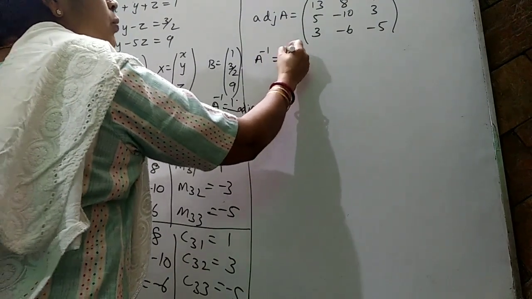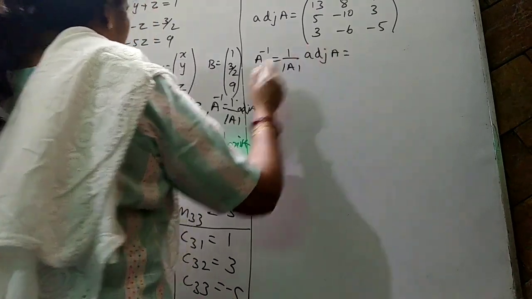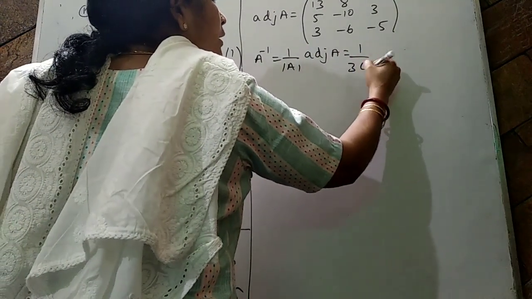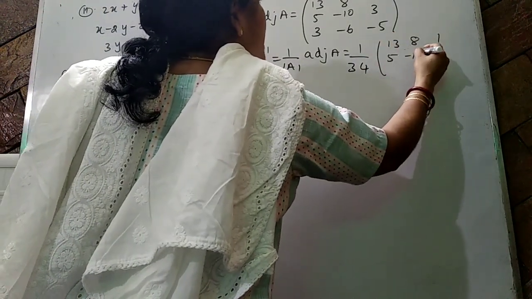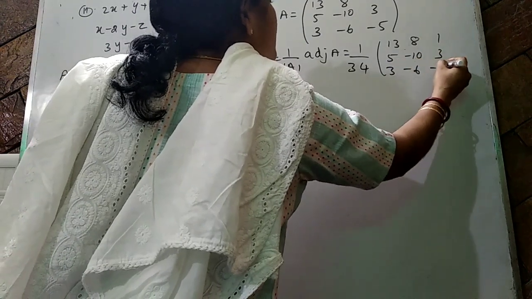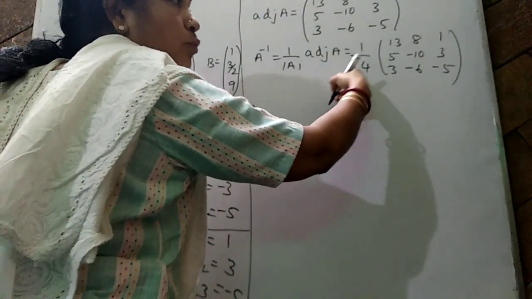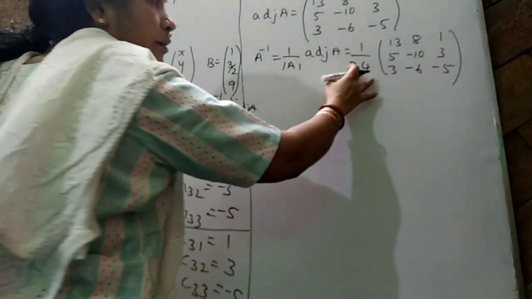Now A inverse equals 1 by determinant of A into adjoint of A. Determinant A we have as 34. Now 1 upon 34 into adjoint of A: 13, 8, 1, 5, minus 10, 3, 3, minus 6, minus 5. Now, finally, no need to open this bracket of 34. Please do not open this bracket.